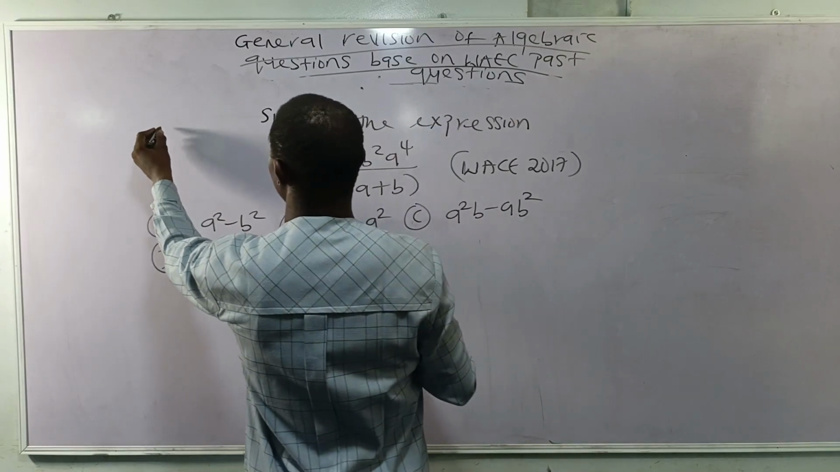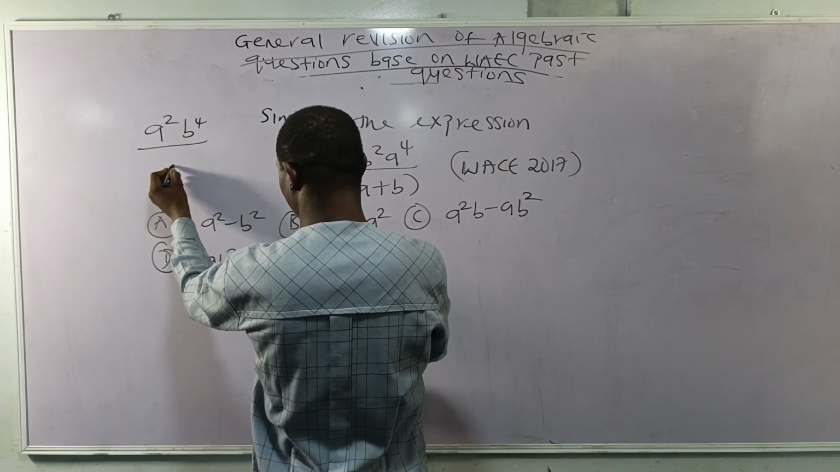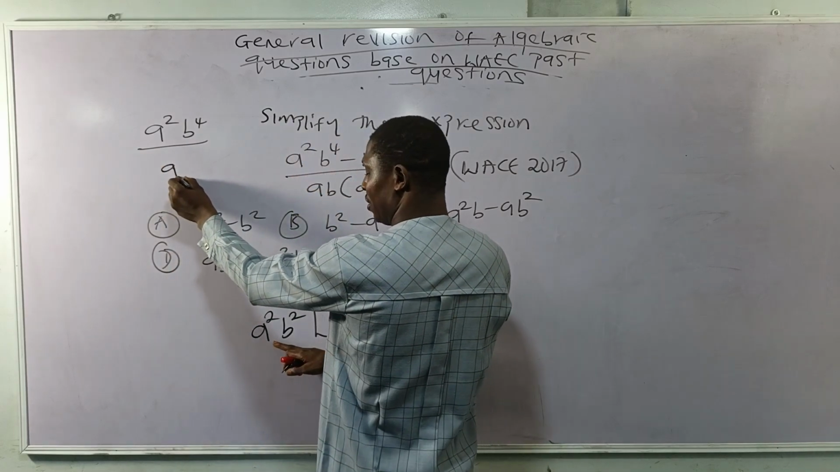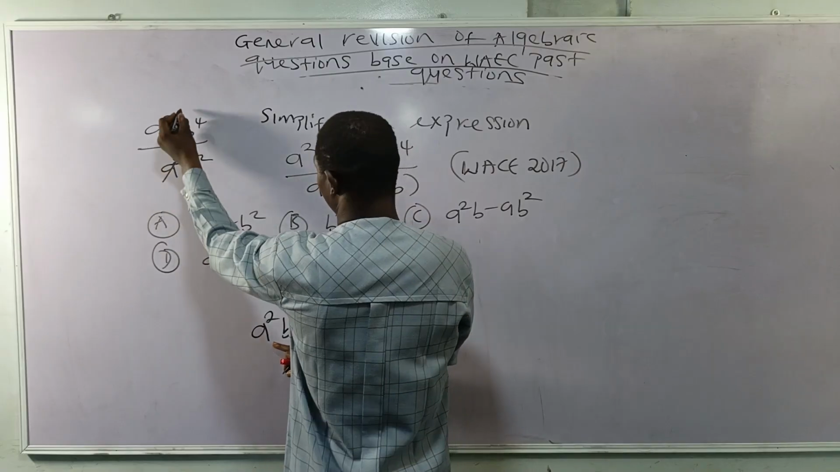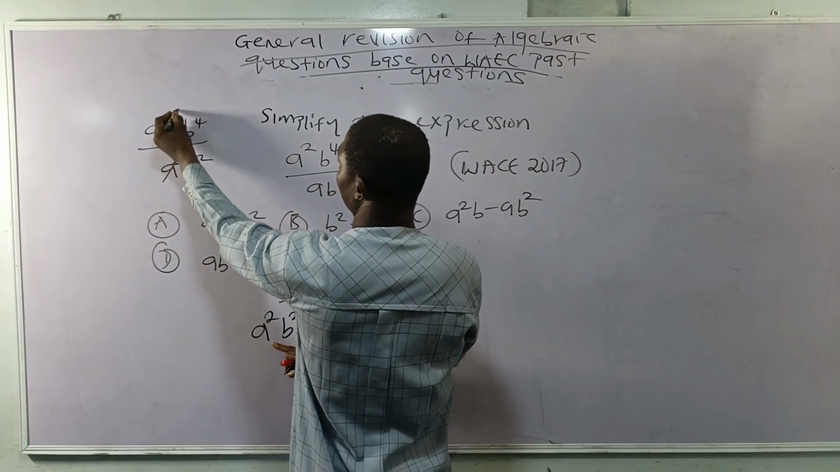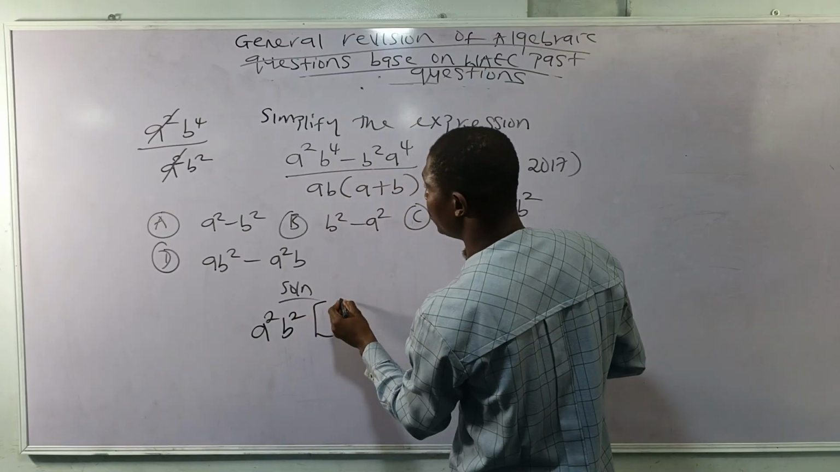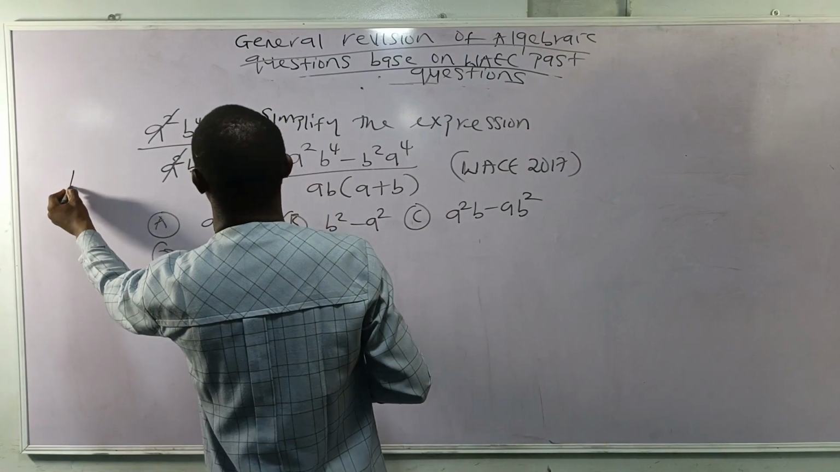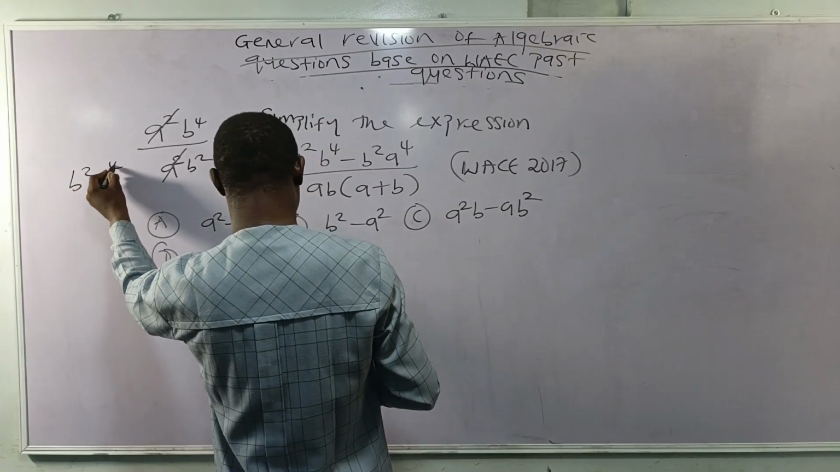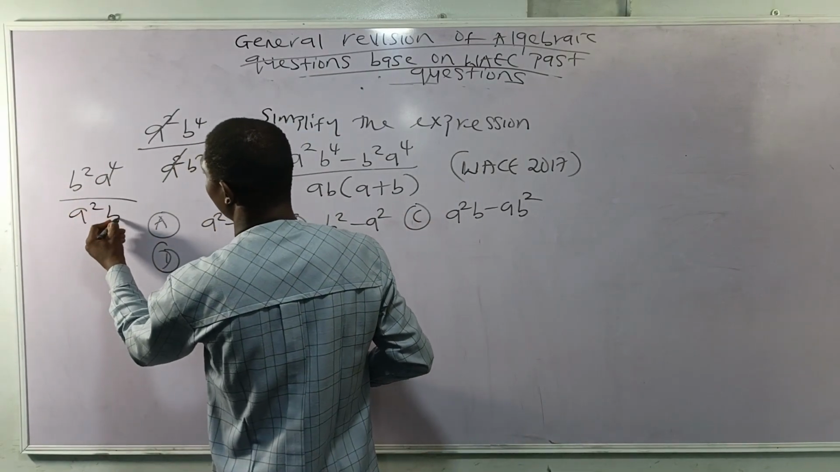Now, if I have a square b raised to power 4 all over, I have this, which is the highest common factor, a square b square. This, we cancel this. And if this cancels this, I have b square left. I'll do the same for this. I have b square a4 all over what is common, a square b square.